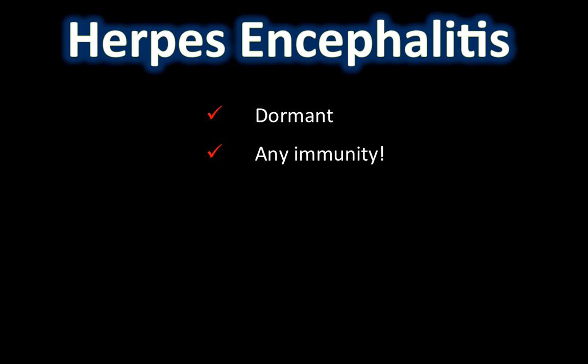For some reason, the virus reactivates. This could be seen at any age and could be seen in any immune group. So you could see it in immune competent and immune compromised. And if this happens, it has a very bad prognosis. About 2/3 of the patients die. A very important point here is that the earlier the diagnosis, the better the prognosis.